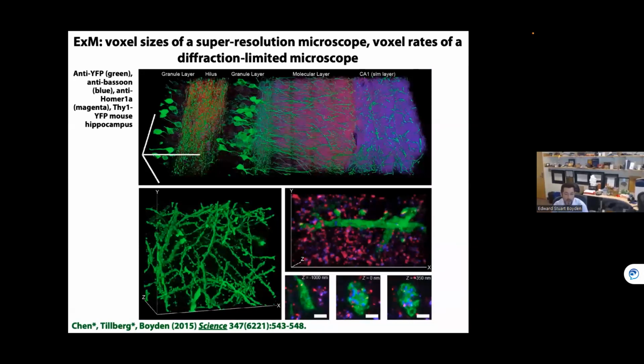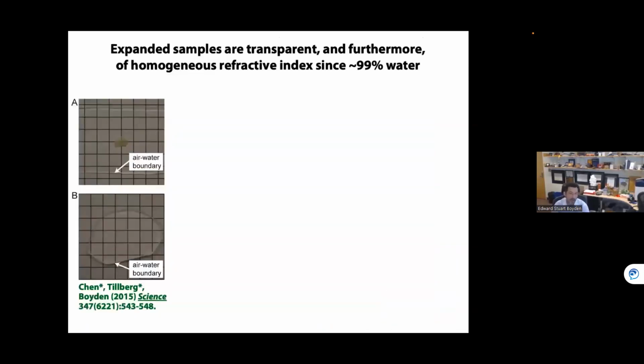If you're doing classical super resolution imaging, in some forms like STORM or PALM you're imaging individual molecules. But if you're scanning a laser or scanning an array of lasers or doing other classical diffraction limited methods, you can go at blazingly fast speeds. In fact, one interesting side effect of expansion, if you recall, we're expanding in water, right? It's going up by 100-fold in volume in water. That means it's mostly water.